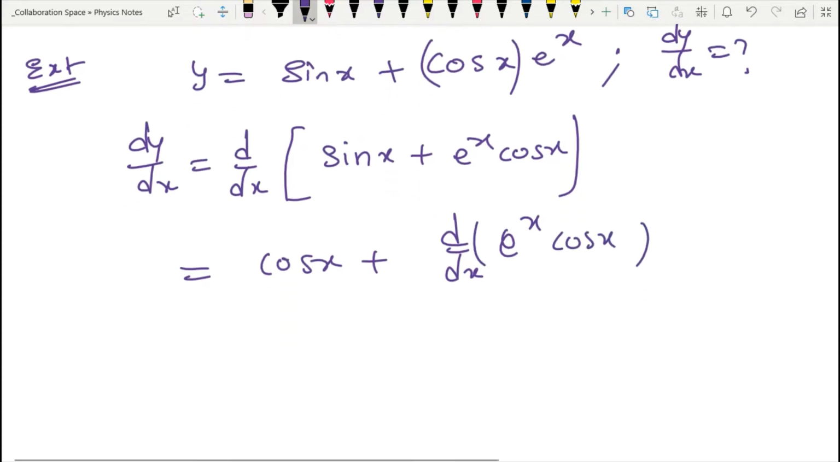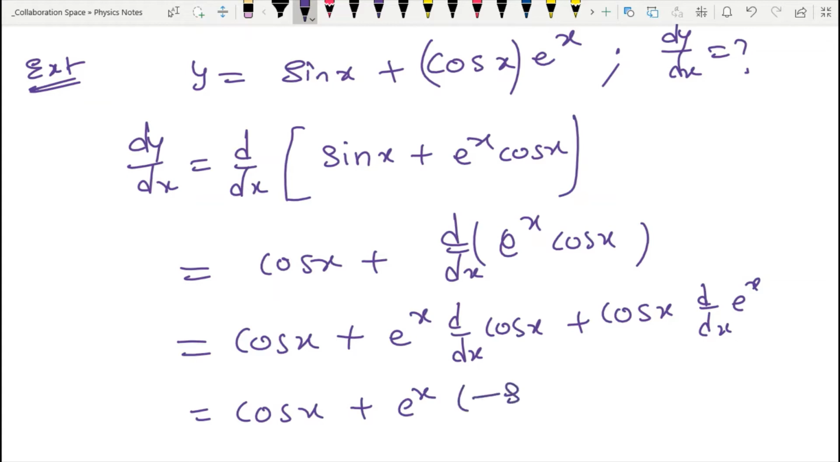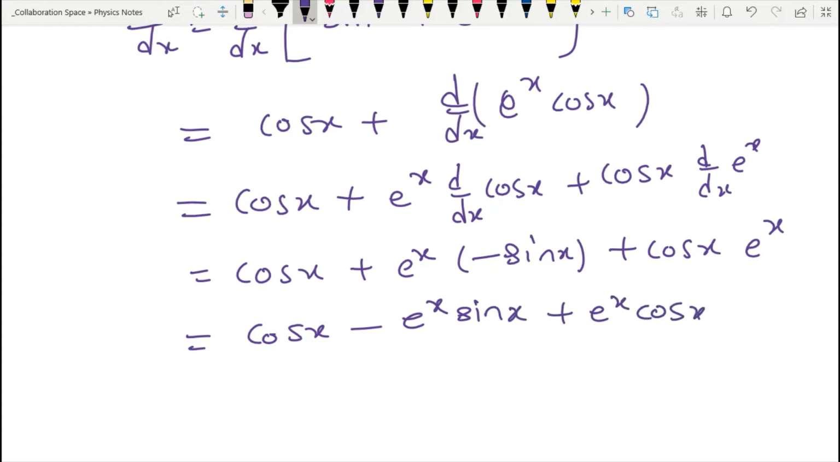So if you write the differentiation, let us see what we will get. So here we have to write e^x aside and we have to apply the differentiation for cos x, plus cos x into d/dx of e^x. So now let us simplify. cos x plus e^x into d/dx of cos x is -sin x, plus cos x into d/dx of e^x is e^x only. So finally what we are getting here: cos x - e^x sin x + e^x cos x. This is the answer for the problem.